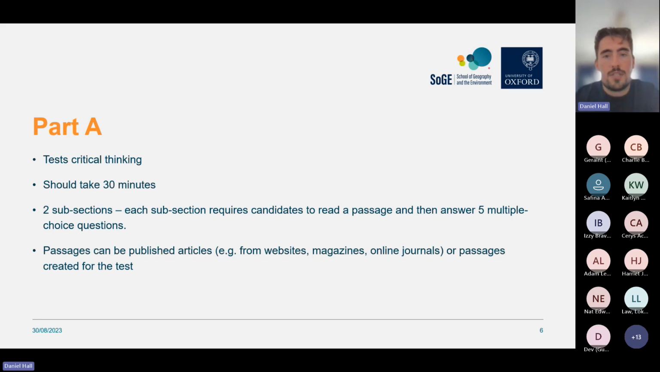Those passages can be published articles, for example from websites, magazines, online journals, or passages that are created specifically for the test. On the specimen papers, you will see that some of them have a title and a link to articles from sources online and an author, whereas some passages don't have an author or any kind of reference information, and that's because those passages would have been created specifically for the test.